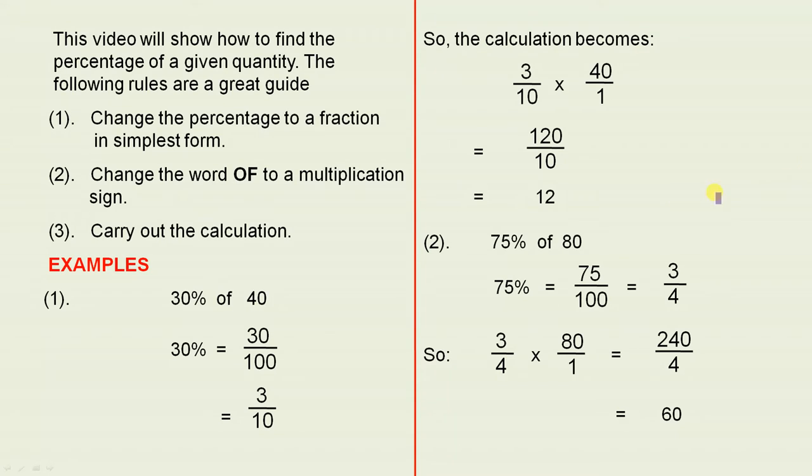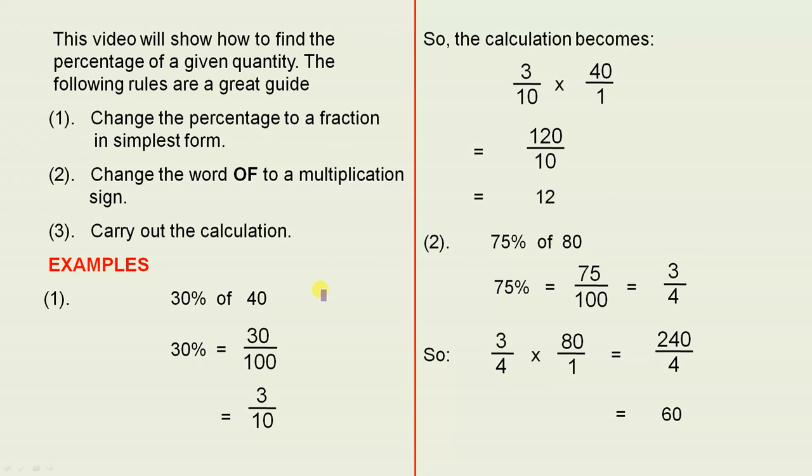Number 1. Change the percentage to a fraction in simplest form. Number 2. Change the word "of" to a multiplication sign. Number 3. Carry out the calculation. Let's see how to apply these rules in the following examples.